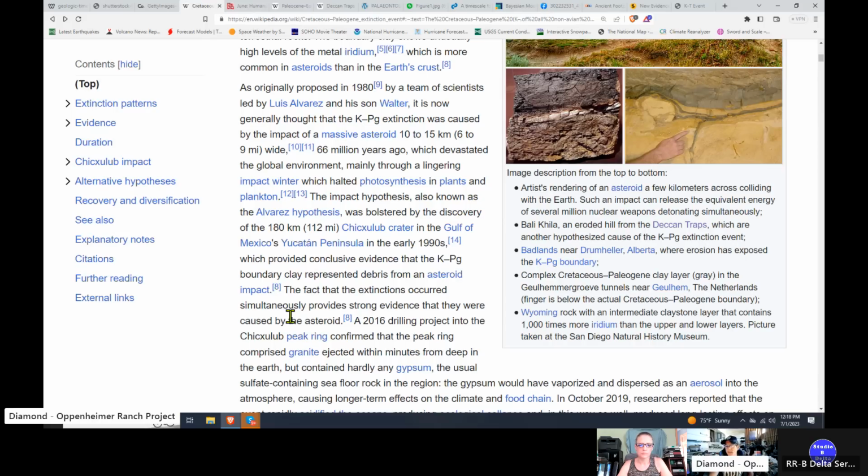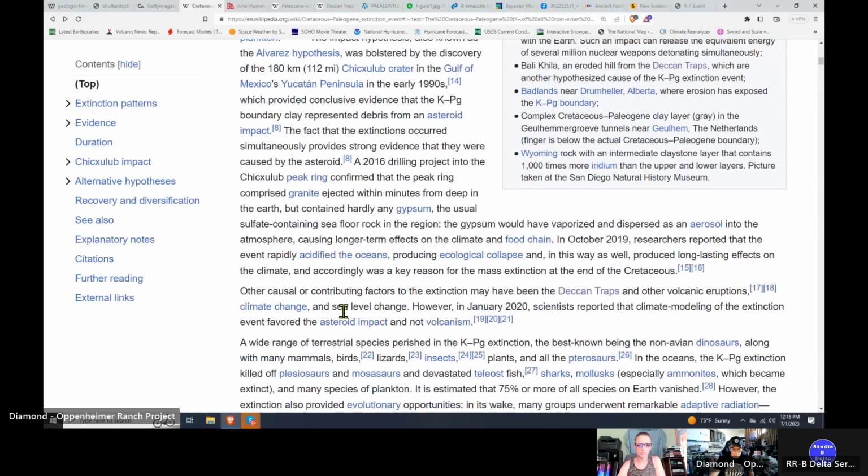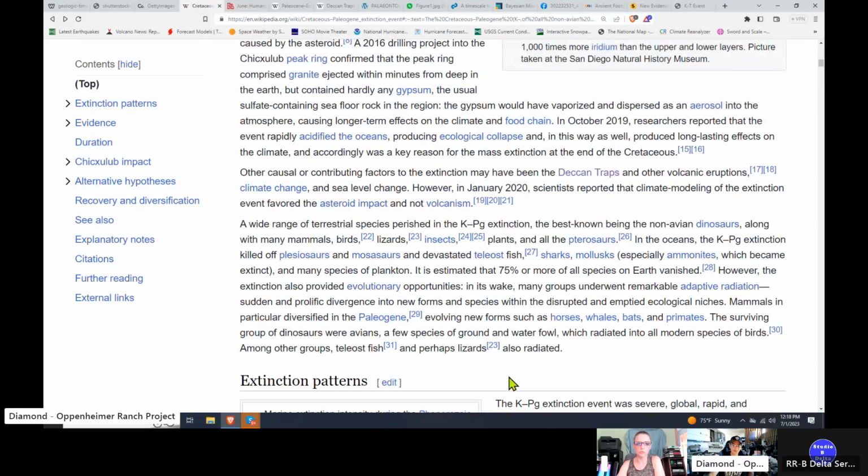So the impact hypothesis, also known as the Alvarez hypothesis, was then bolstered by the Chicxulub crater, which we just went over. Chicxulub. And a wide range of terrestrial species perished on this boundary. Best known as all the dinosaurs ended, with many mammals, birds, lizards, insects, plants, pterosaurs.